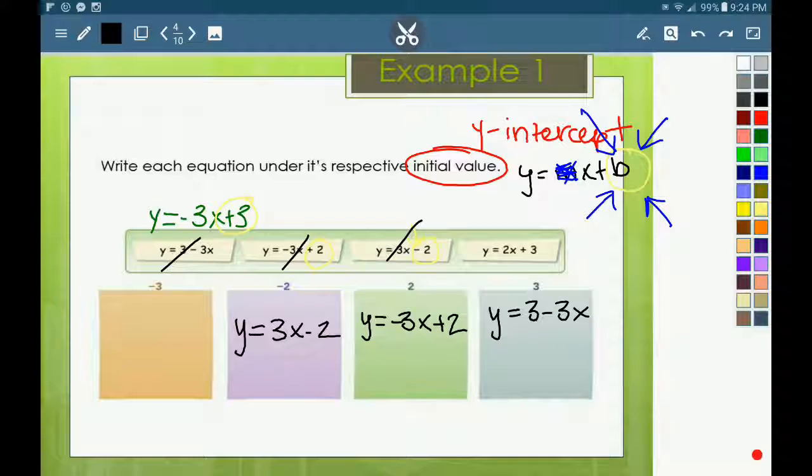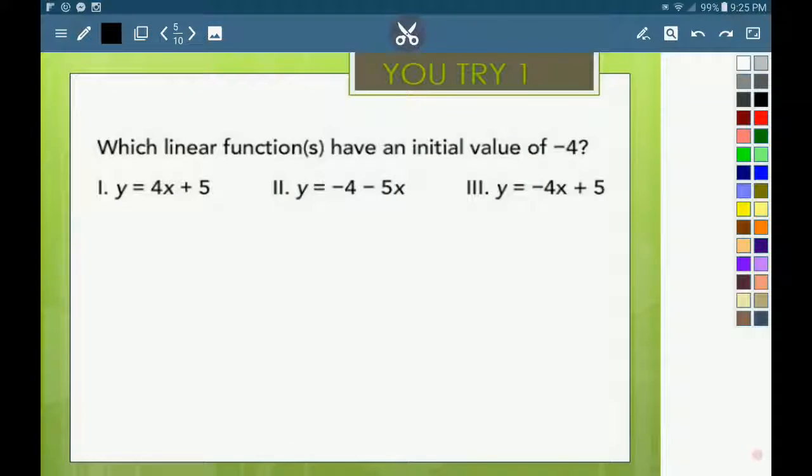And then lastly, we got one more equation. Again, the number that does not have x multiplying it is positive 3. So I'm going to write that equation under the positive 3 column. They did give us one square that did not have anything in it, and this was on purpose. They wanted to make sure you're not just putting equations in by elimination, but that you're actually thinking about what the initial value is. So let's have you give this a try on your U-Try.